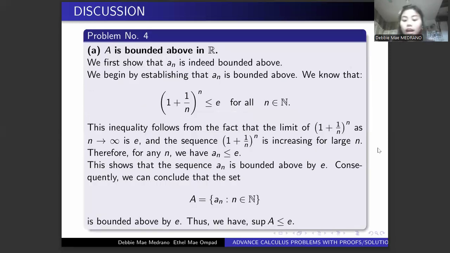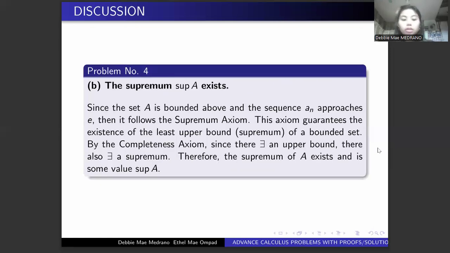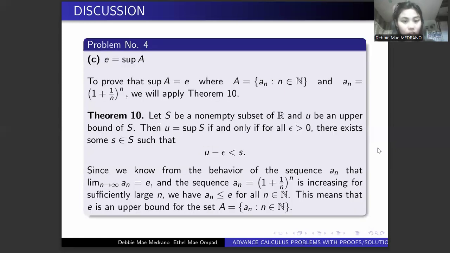Similar to this, E is the upper bound. So since E is an upper bound of the set A, it means that there exists a supremum of A, which is sub A. So the supremum sub A exists here. Part C is where we're going to prove that E is actually the supremum of A, not just an upper bound, but the supremum as well.